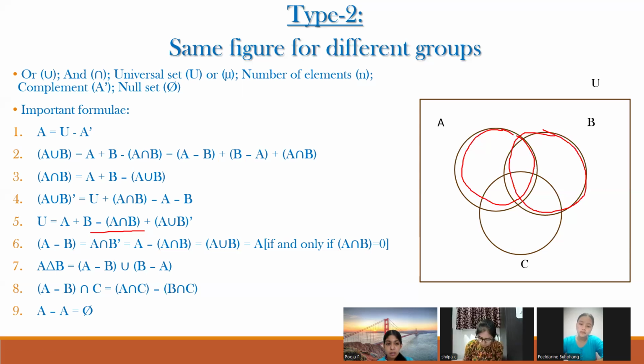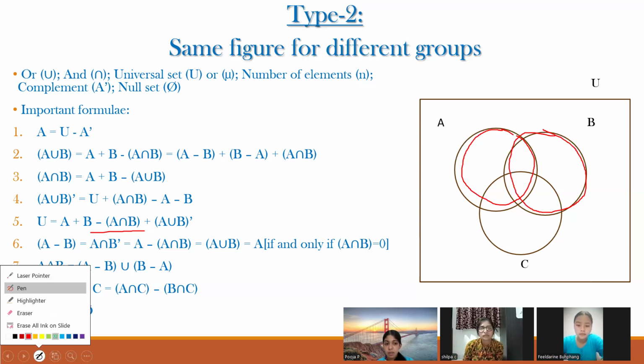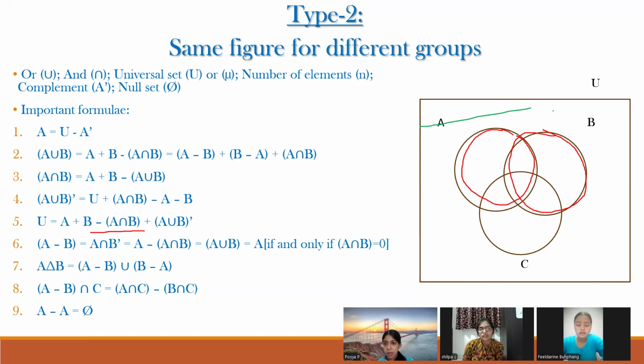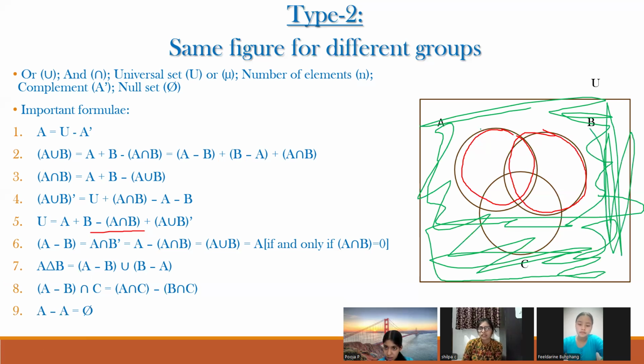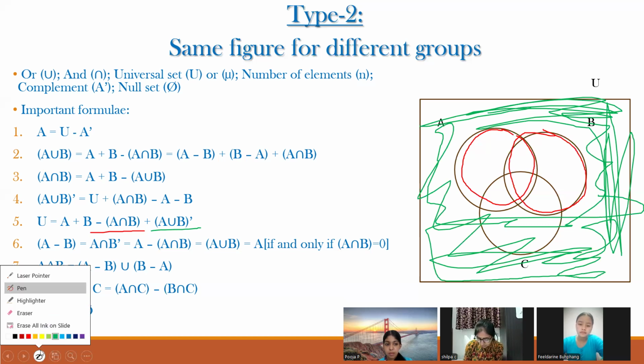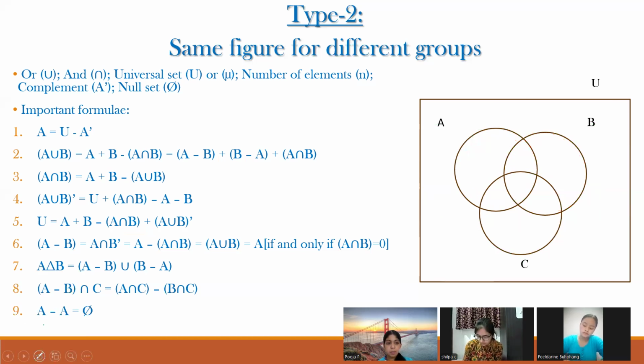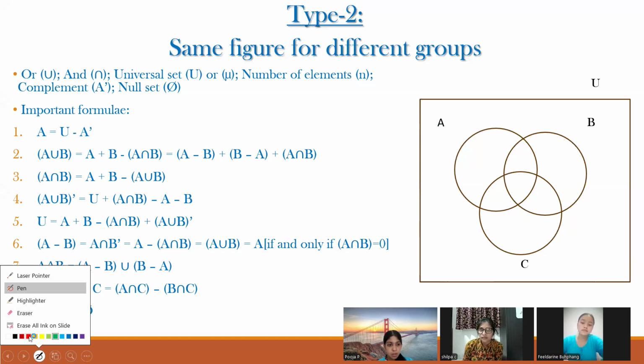But what about these green elements which are outside the A union B? What about them? They are called the complete, the whole complement. Just now in the previous formula, I told you they are (A union B) the whole complement. So you are adding that as well. Yes. So the next formula.